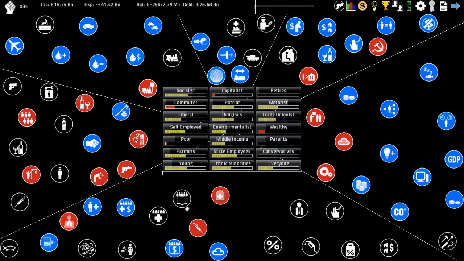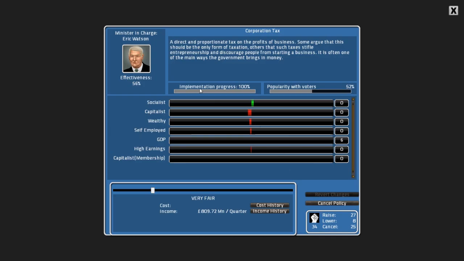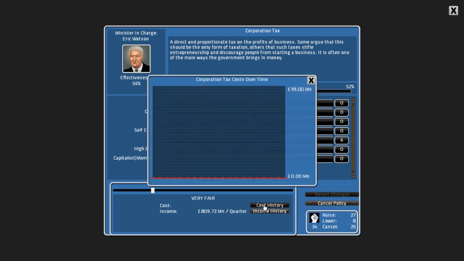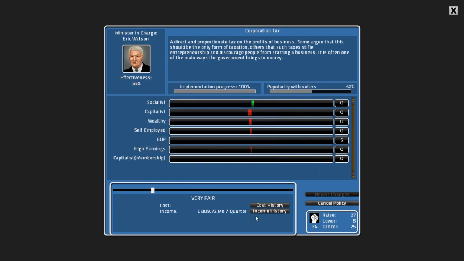If I look at one of the policies, we'll just pick this policy, corporation tax. There's also some changes here. Actually, I'd forgotten that I just put this stuff in for cost history and income history. I've just started a game, so everything's flat. But you'll be able to see how income from corporation tax has changed over time, because obviously it's influenced by all kinds of stuff like GDP.